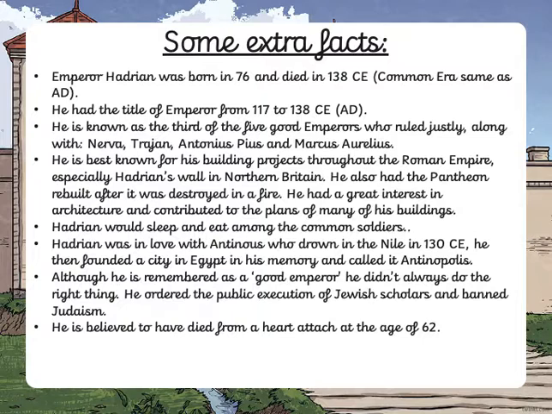Although he is remembered as a good emperor, he didn't always do the right thing. He ordered the public execution of Jewish scholars and banned Judaism. It is believed that he died from a heart attack at the age of 62. So if you need a little bit extra time to copy down some of those facts maybe onto your fact file, you can pause the video here.